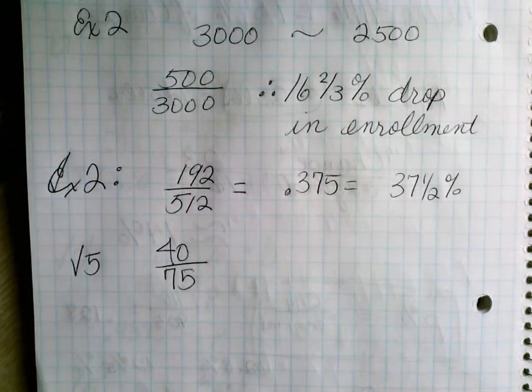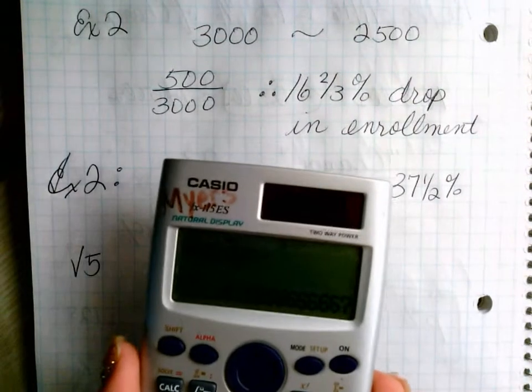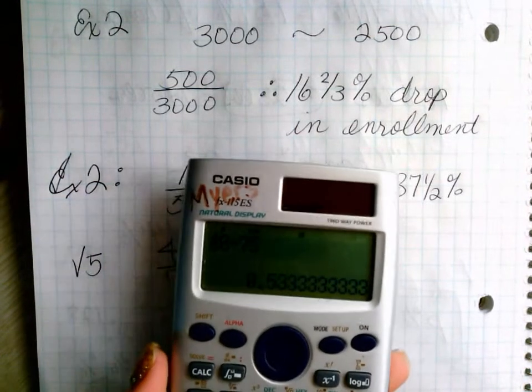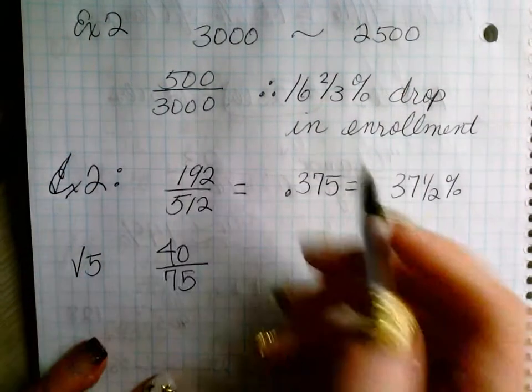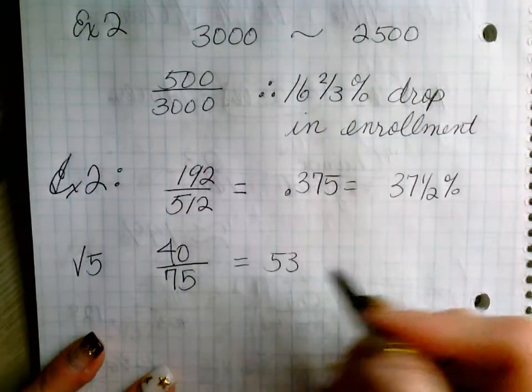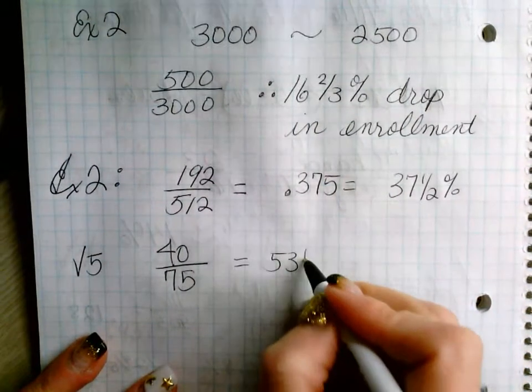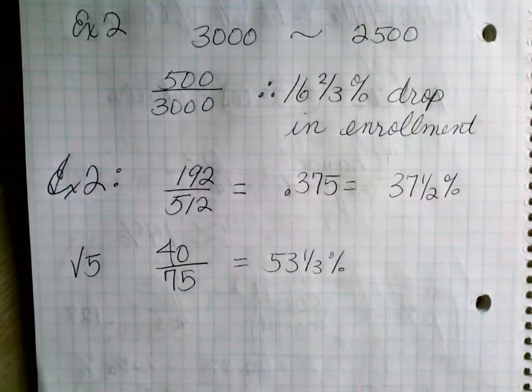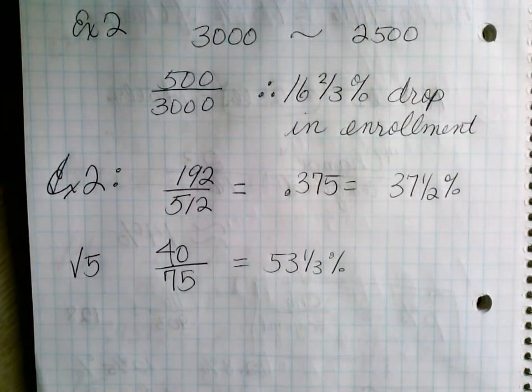Good. You subtracted. You found the difference. 40 divided by 75 is 0.53333. So anytime you see 3's repeating, it's a third. Anytime you see 6's repeating, it's 2/3. So whatever this scenario, it's a change of 53 1/3. Okay, a little more than half.